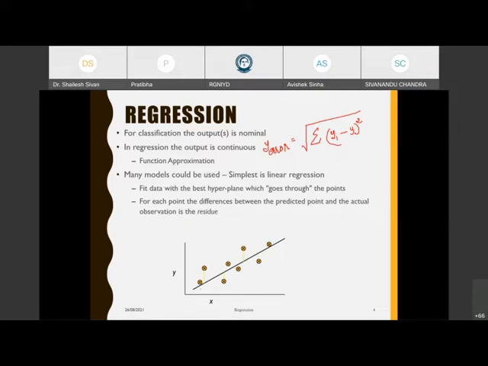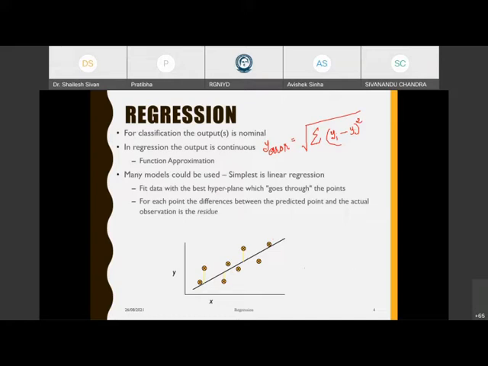So we have to find a line in such a way that the total error produced by that approximation should be minimum. Okay, so have you got the idea? Is that clear for you? How regression works?